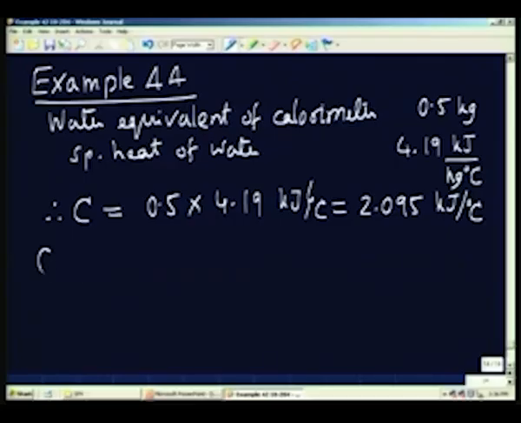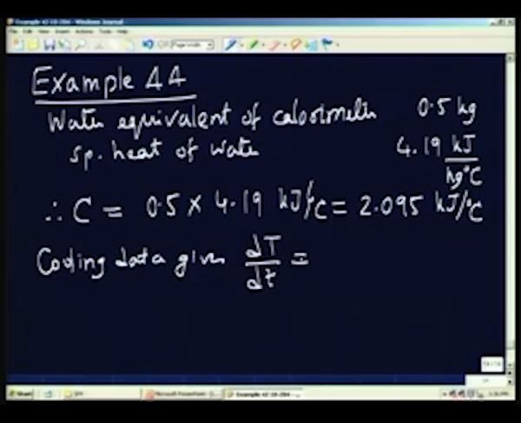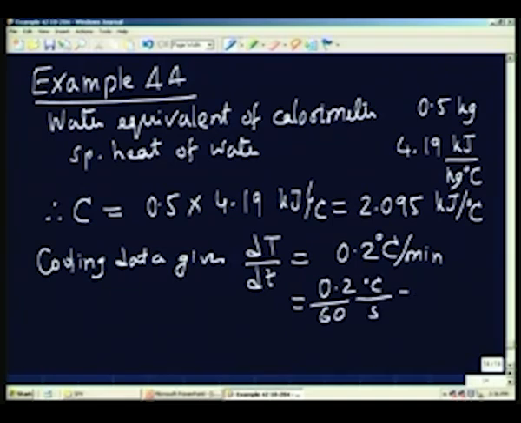The cooling data, which is already given in the problem, gives dT by dt, the rate at which the temperature is coming down, as negative 0.2 degree Celsius per minute. So, I will convert it to 0.2 divided by 60 degree Celsius per second, which comes to 0.0033 degree Celsius per second.